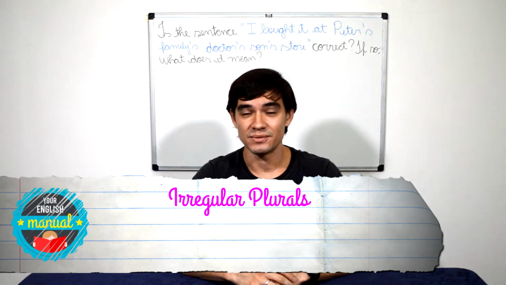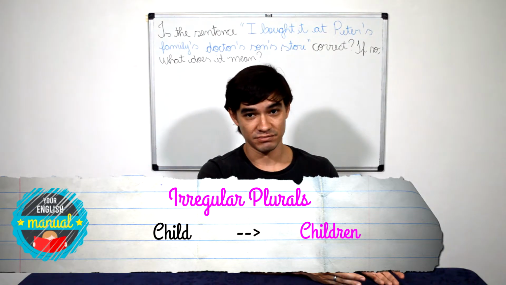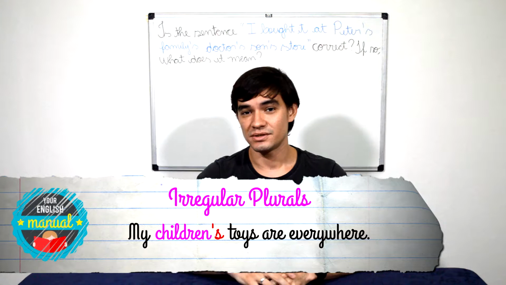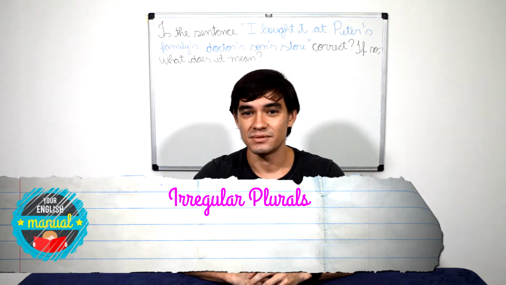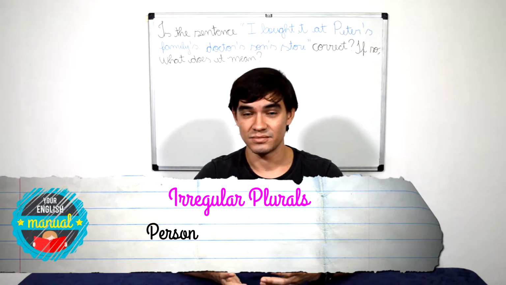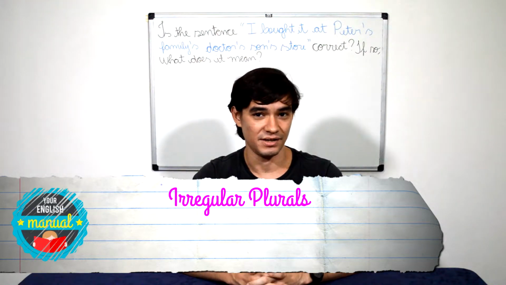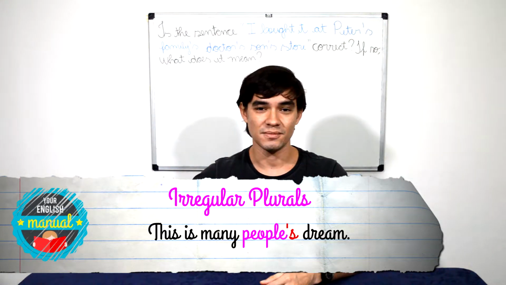Another example is the plural of child, which is children. We can say, my children's toys are everywhere. Another example is the plural of person, which is people. If we put it in the genitive case, we should say, for example, this is many people's dream.